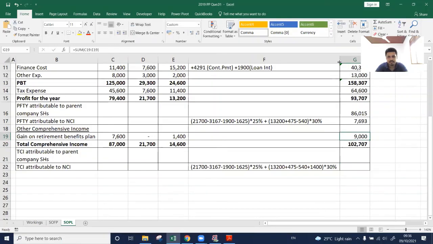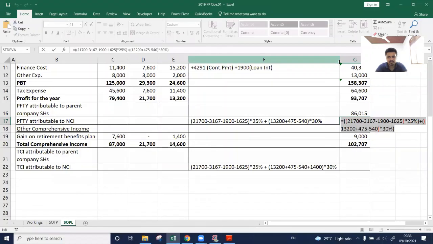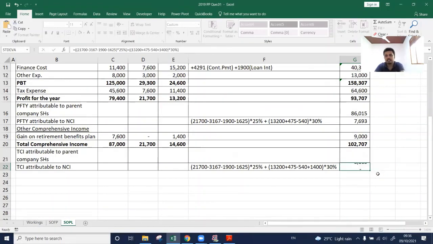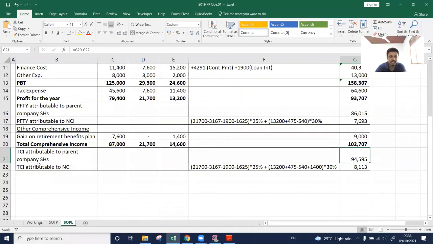So what should be the figure there? I will consider the same formula. From this, we need to add another 1,400. Therefore, the total comprehensive income attributable to non-controlling interest, or the other shareholders, should be 8,130. The remaining amount, 94,595, should be attributable to parent company shareholders. So likewise, when preparing the consolidated statement of comprehensive income, we need to allocate profit for the year between parent company shareholders and NCI, as well as the total comprehensive income. Both need to be separately allocated between parent company shareholders and other shareholders.